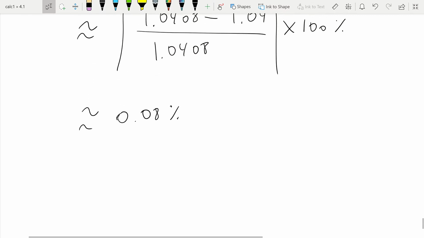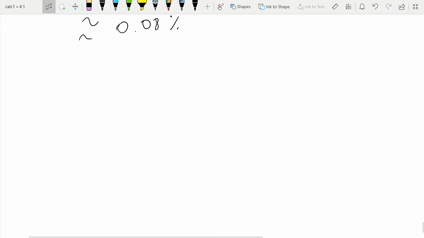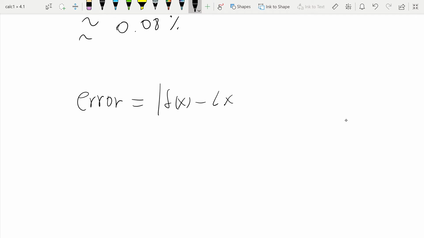Okay, so the error, if you go back to the definition of the error, is f of x minus L of x. What is L of x? It is f of x naught plus f prime of x naught times x minus x naught.